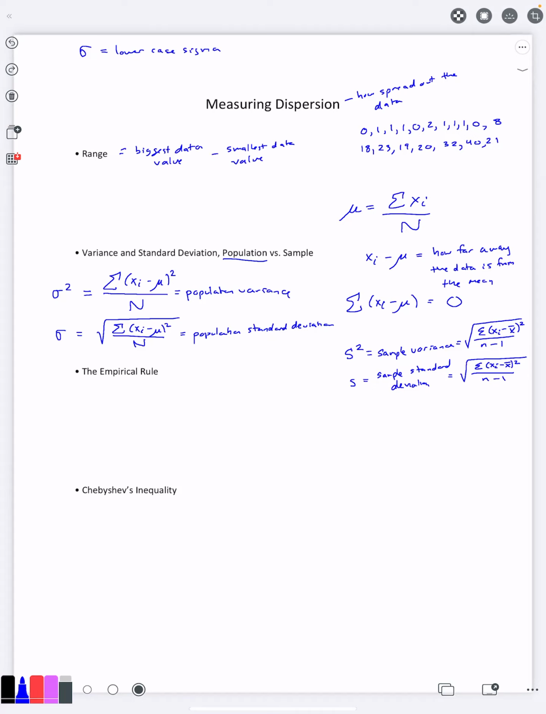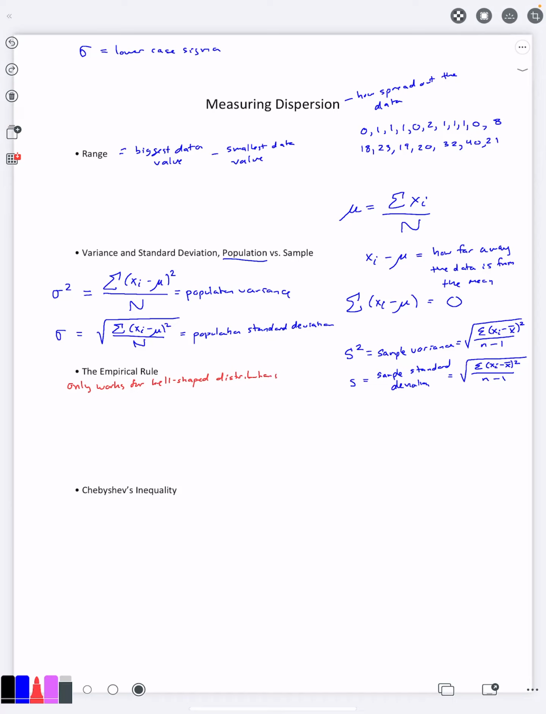Okay, so this is how we measure range. This is how we measure variance and standard deviation, both population and sample. Now we're going to use this. Now the empirical rule, first off, warning here, this only works for bell-shaped distributions.